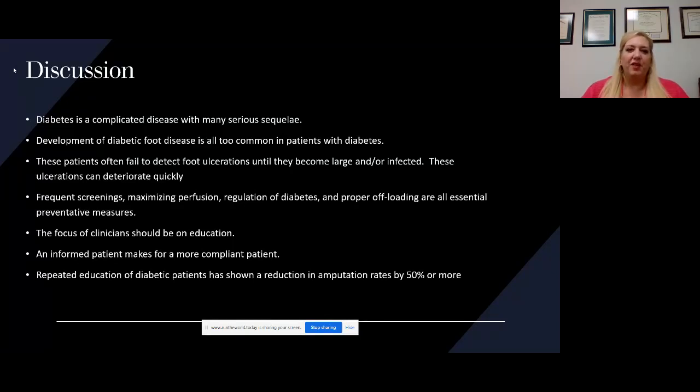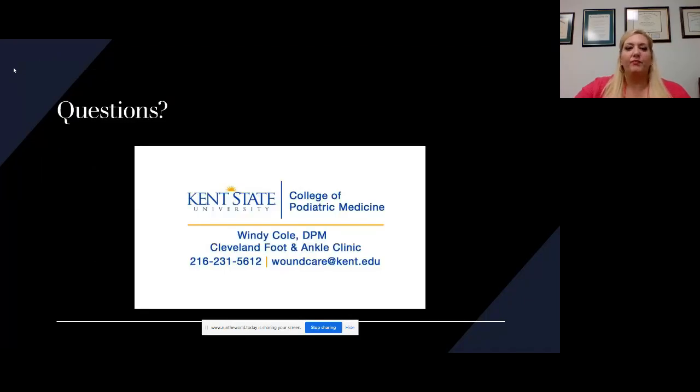So the focus should be there. And an informed patient is, I think, a more compliant patient. Getting the patient on board, having them be an active participant in their care, and really part of the team is super important. And I think that education is part of it. And studies have even shown that diabetic patients that are educated can help to decrease amputation rates by 50% or more.